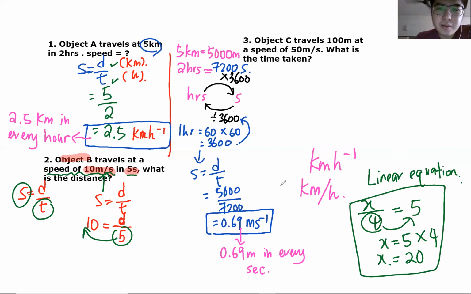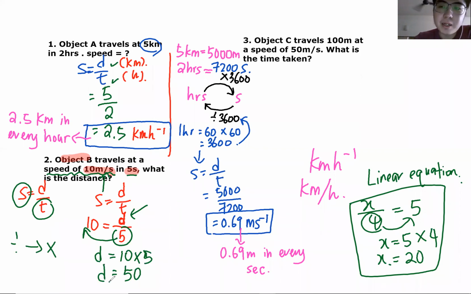Okay, so this one, 10 equals distance over 5, right? To find distance, you have to move everything to the other side of the equation except the distance. So I move the 5 over to the other side. Initially it is divided by 5. When you move across the equal sign, it changes. Divide changes to times. So D equals 10 times 5. Okay, 10 times 5 is 50.